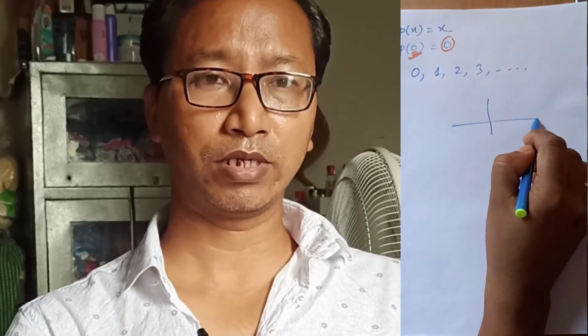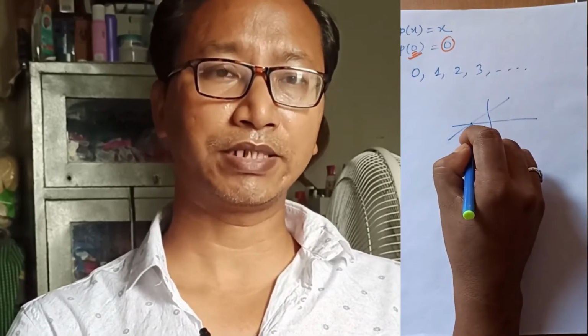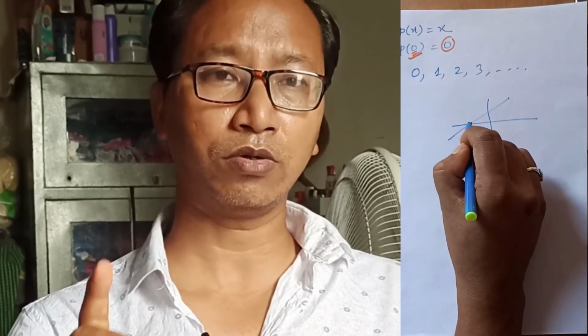A straight line can at most have one intersecting point. That means it can intersect x-axis at the most at one point. For a linear polynomial, I use the term linear polynomial, means the degree of the polynomial is 1. That type of polynomial is called linear polynomial. And this type of polynomial, for example x plus 2, is a straight line. It will intersect x-axis at only one point. So there is only 1 zero for a linear polynomial.